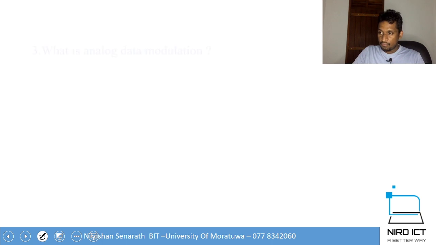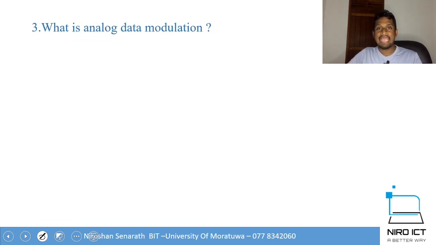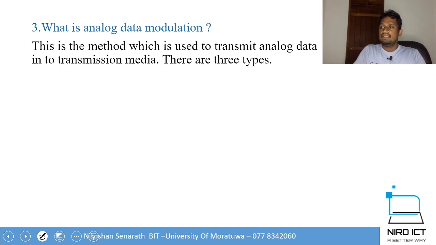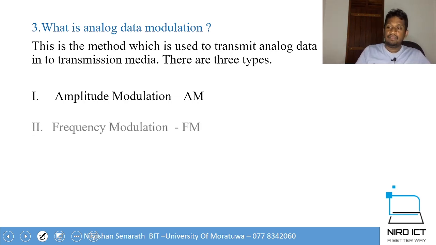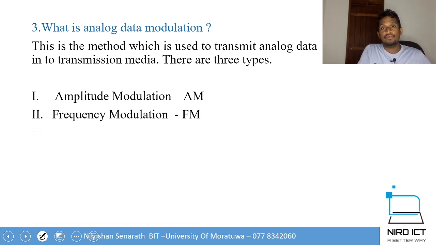So first of all, let's see what is analog data modulation, right? This is the method which is used to transmit analog data into the transmission media. There are three types. One is called amplitude modulation. The short form used to represent that one is AM. And the second one is called frequency modulation.